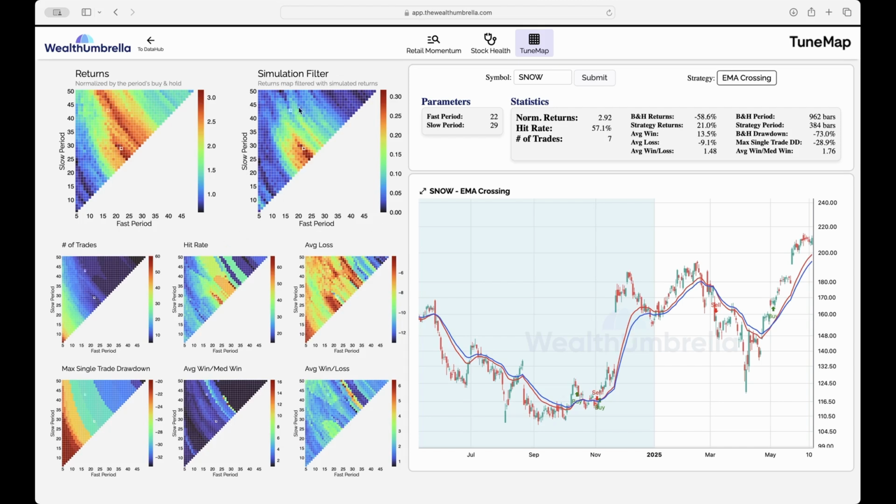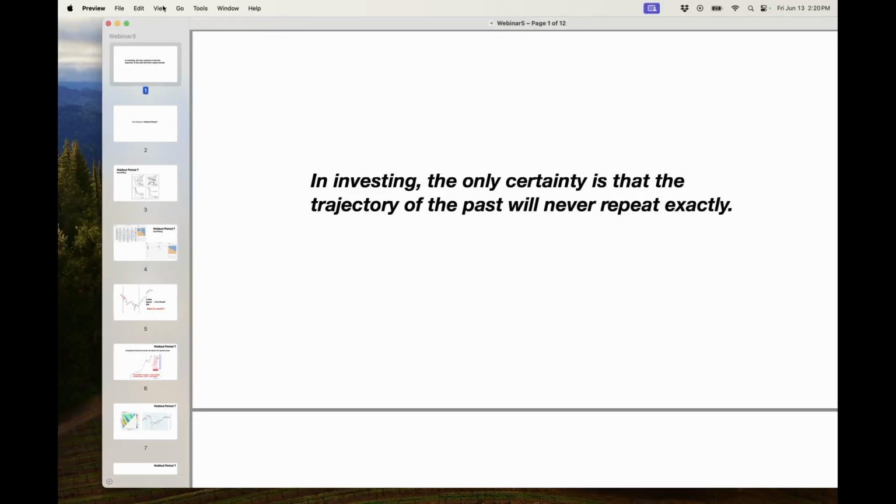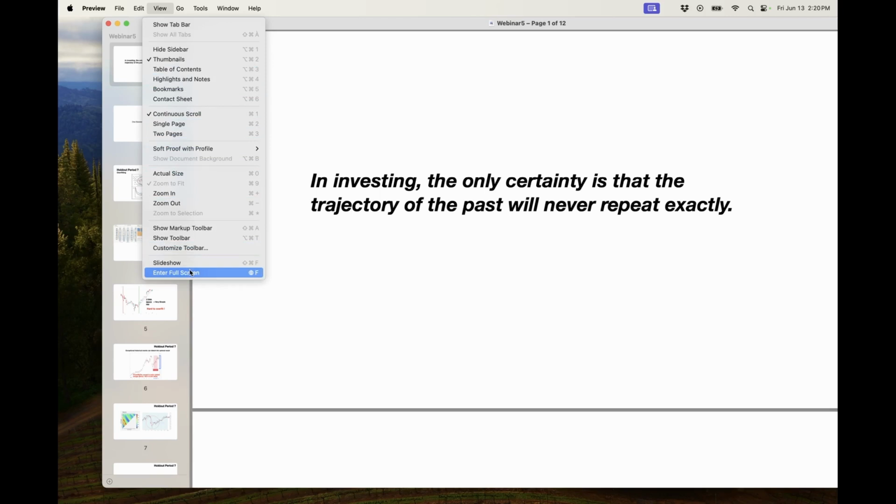Then you have this other thing, this simulation filter. And just to explain it, I think it's one of the important things to understand. I did a couple of slides. Let me just, okay, go into full screen.